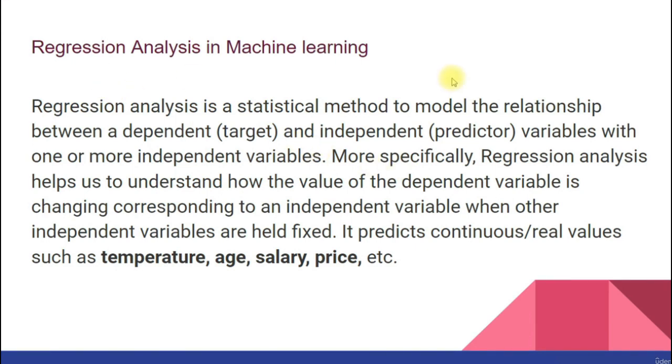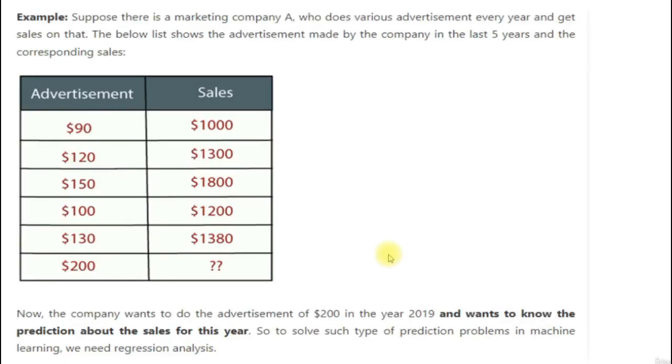So, regression analysis in machine learning. Regression analysis is a statistical method to model the relationship between a dependent or target variable and one or more independent or predictor variables. More specifically, regression analysis helps us to understand how the value of the dependent variable is changing corresponding to an independent variable when other independent variables are held fixed. It predicts continuous real values such as temperature, age, salary, price, etc. So whenever we are talking about regression, we will be talking about continuous values like temperature, salary, etc.